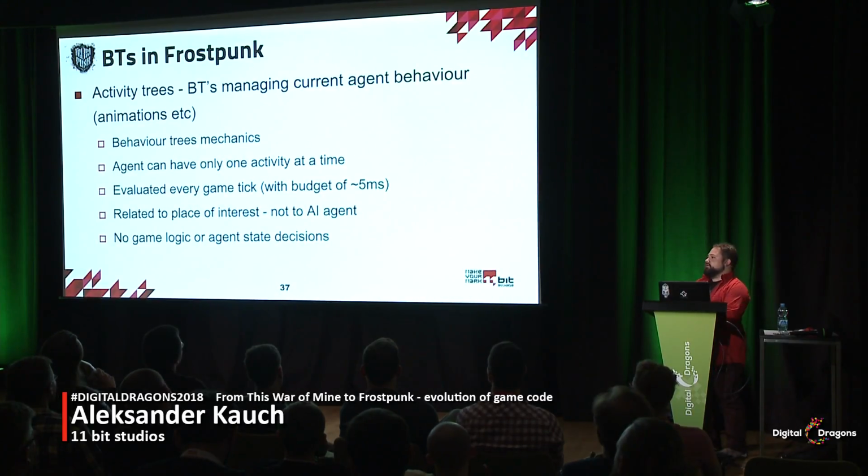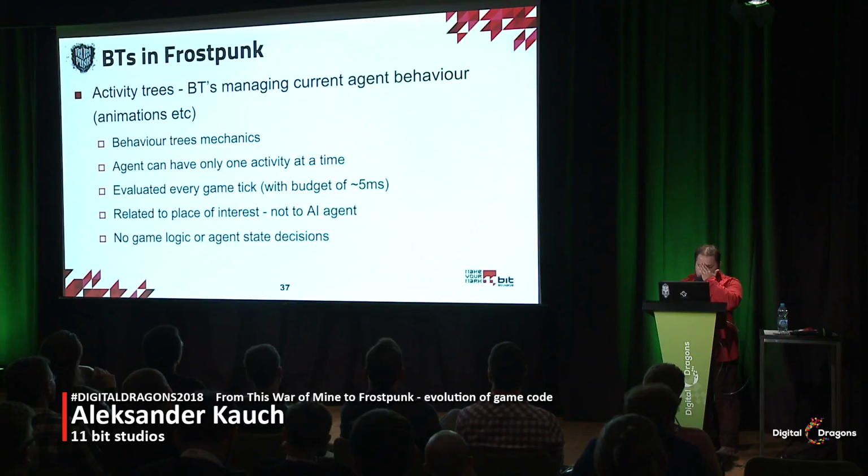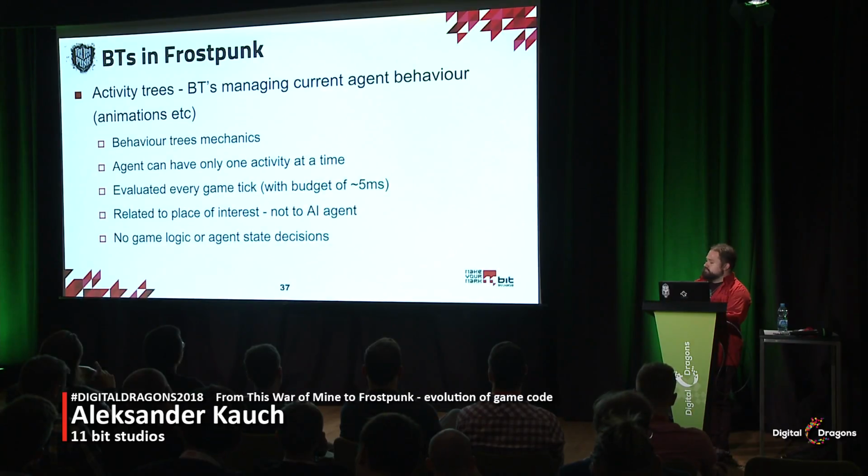The lower level of our AI is activity trees. These are the trees that manage current agent behavior. They make decisions about animations, about agent position within a building, for example. They use behavior tree mechanics, of course. An agent can have only one activity at a time. It goes for a state as well. They are evaluated every frame tick.